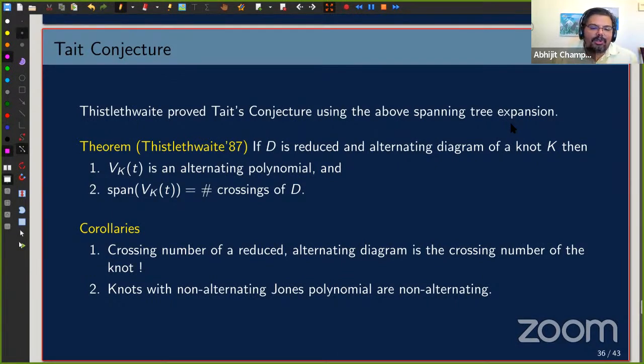So that is really, for alternating knots, very beautiful. And immediately it gives you a way to detect if a knot is non-alternating, because you just find the Jones polynomial, and if it does not change sign at every coefficient, then it is non-alternating.